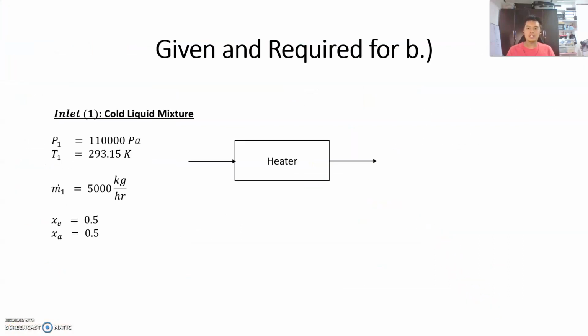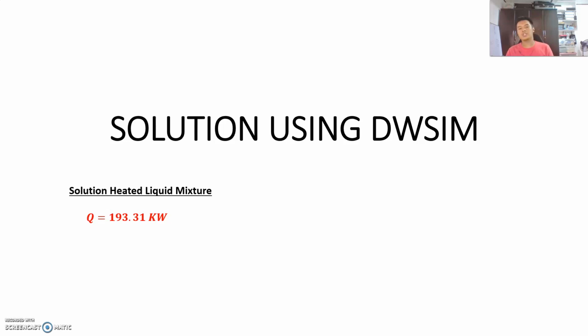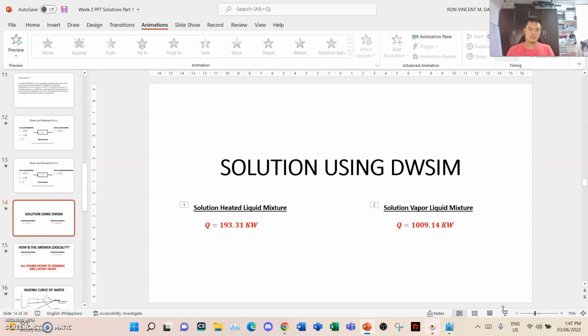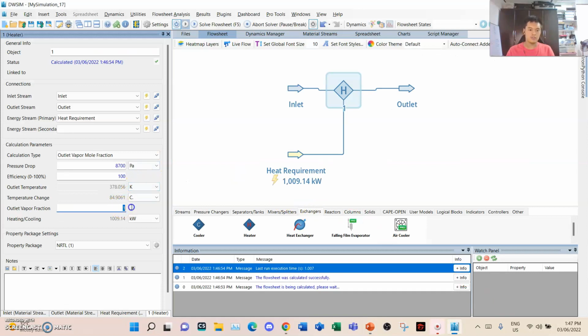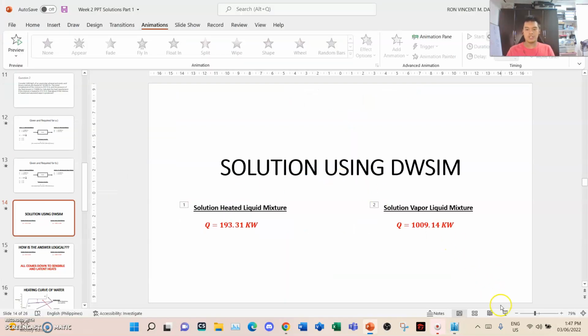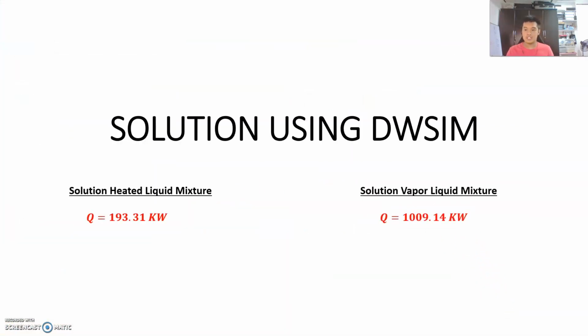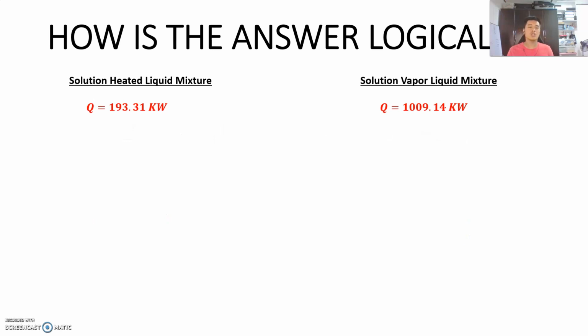So that is the DWSIM simulation. So, heated liquid mixture, 193.31 kilowatts. Yes, 193.31 kilowatts. And for the vapor outlet, 1009.14 kilowatts. Now, let's discuss. How is this answer logical?